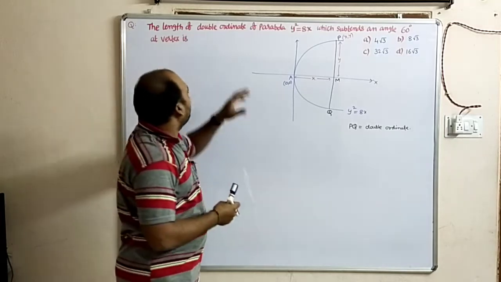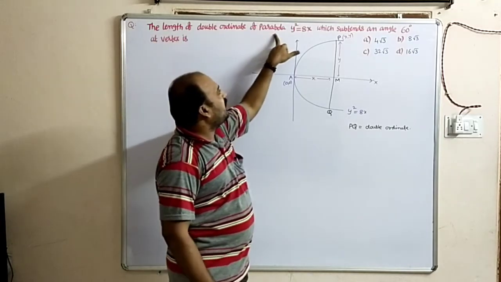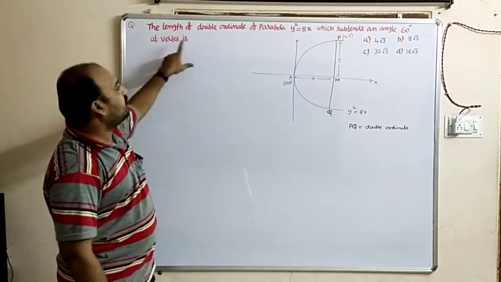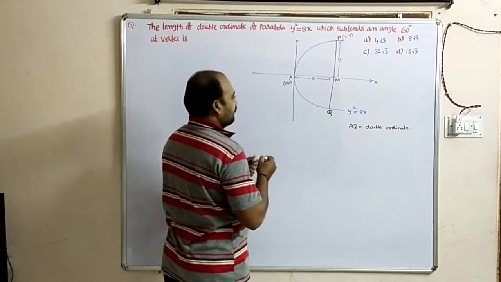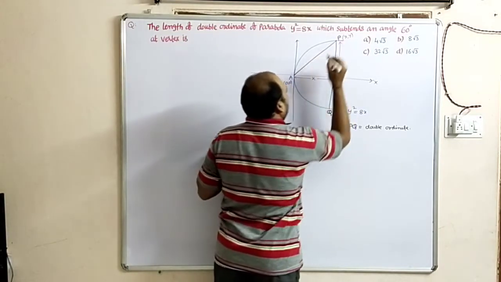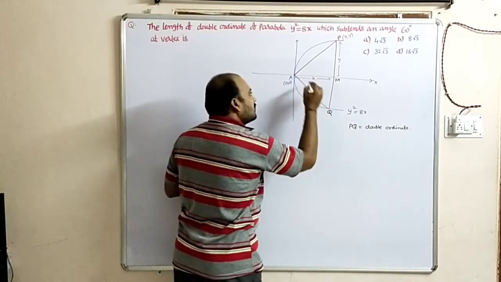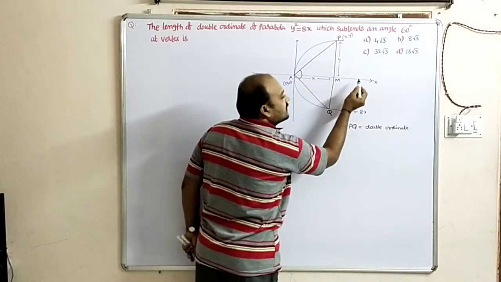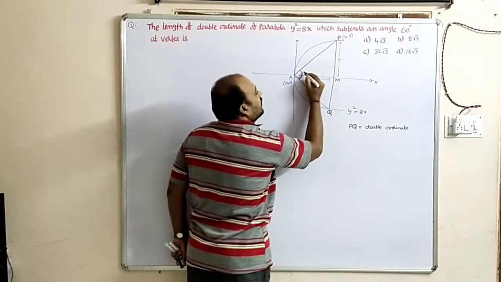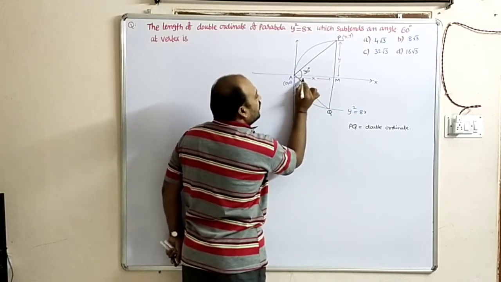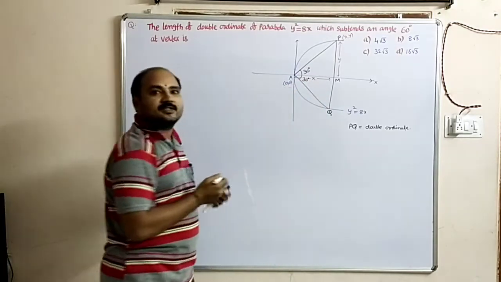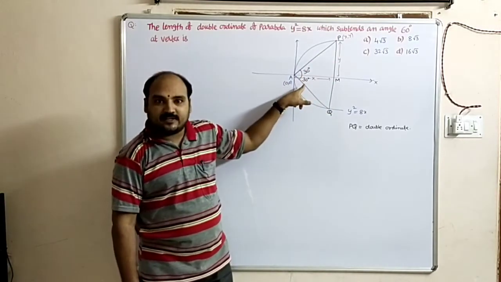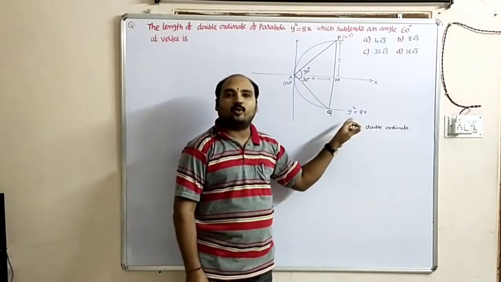And also one condition is given. The length of double ordinate of parabola which subtends an angle 60 degrees at vertex. So here join like this. This total angle is 60 degrees. That means this x-axis is bisecting these two. From here to here it is 30 degrees. From here to here is also 30 degrees. Total it is 30 plus 30, 60. At vertex, the double ordinate is making 60 degrees at vertex of the parabola y square equal to 8x.